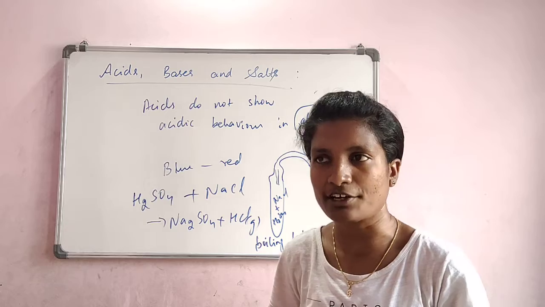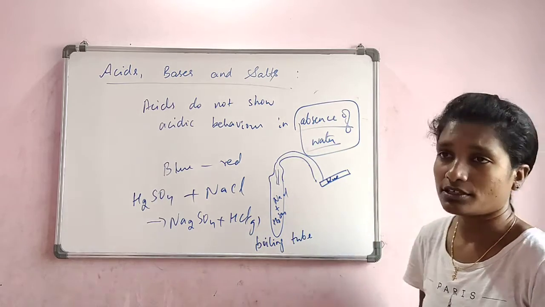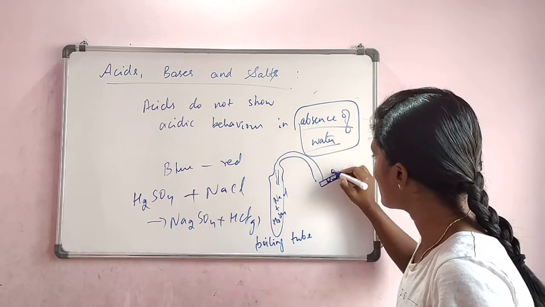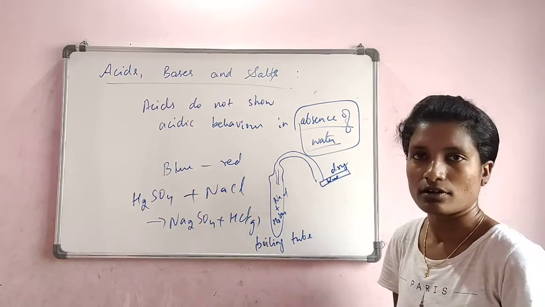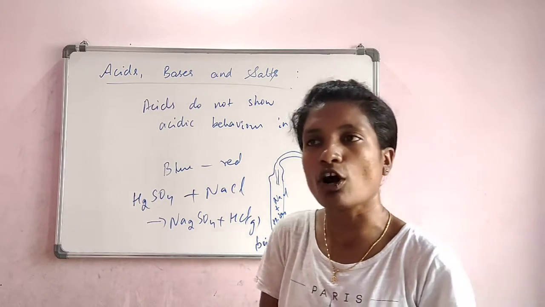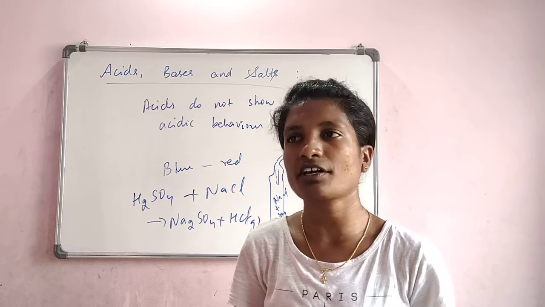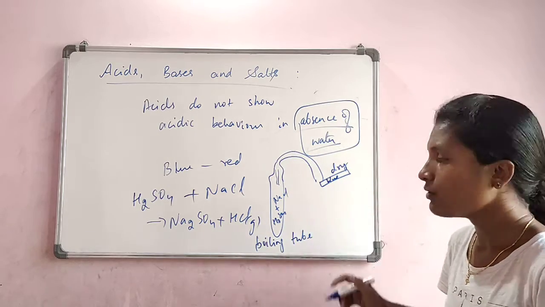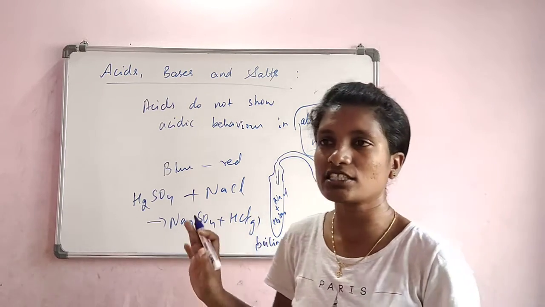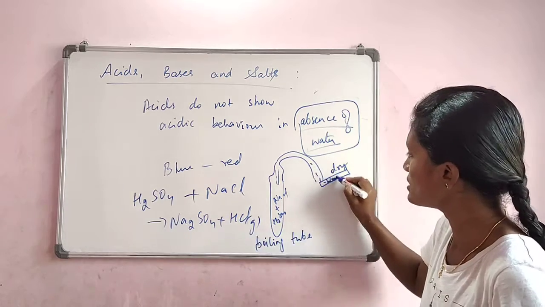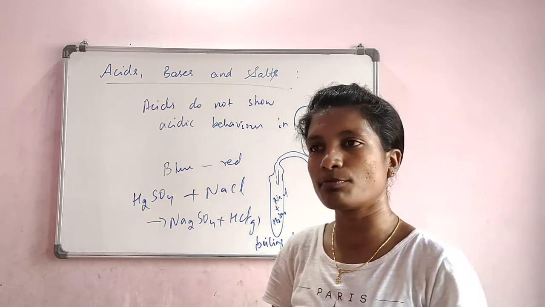It has to turn red, but it will not turn because I am using a dry litmus paper. Dry is what? It's kind of normal paper, okay? It's not dipped in water or it doesn't contain water. Now it remains the same color, it doesn't change. Once the gas passes through this, the blue litmus paper remains blue.